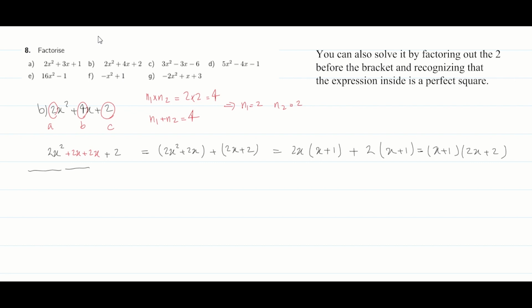Now let's solve another example in here. Let's look at D. We have 5x squared minus 4x minus 1. Again, our A value is 5, our B value is negative 4, and our C value is negative 1. So again, we have to find two numbers whose multiplication would be equal to A times C, which would be 5 times negative 1, which would be equal to negative 5. And their summation should be equal to B, which is negative 4.